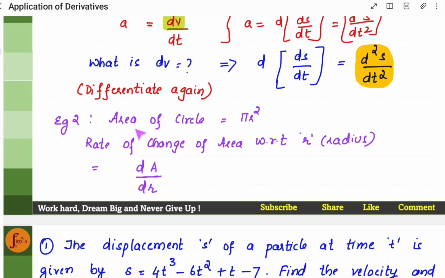Another example, say we have the area of a circle. What is the area of a circle? It's pi r square, right? Now if you have to find the rate of change of area, how is the area of a circle changing with respect to radius? Simple. Say the area of the circle is A and the radius is r. So the rate of change would be dA by dr, the change in area with respect to the change in radius.